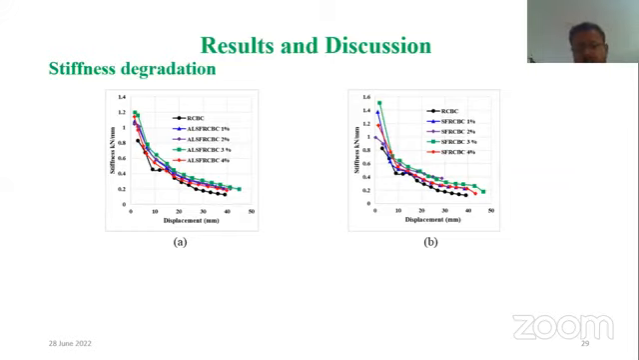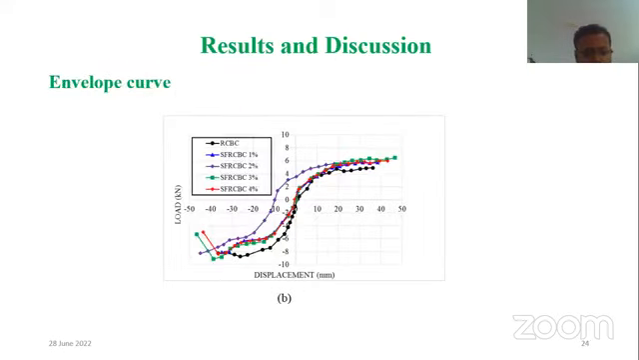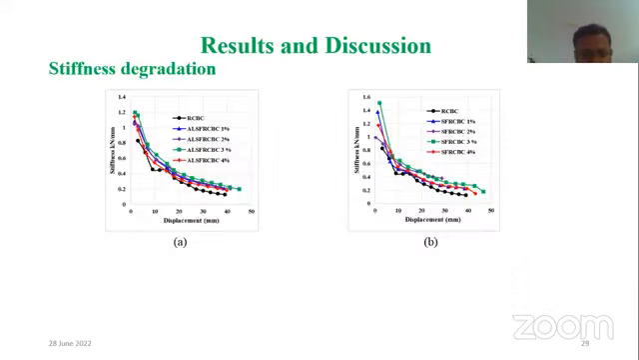The performance can also be explained by the stiffness degradation. Previously the performance was explained by load carrying capacity, maximum load carrying capacity, the hysteretic behavior of the structure, and the envelope curve of the specimens. Now we are going to explain the stiffness degradation. Stiffness is gradually decreasing with the displacement. When we increase the displacement, the stiffness automatically decreases due to the damage.